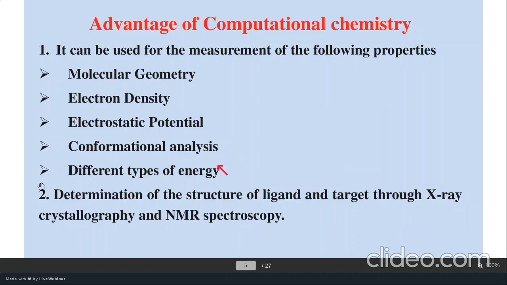Different types of energies. By using this, we can also calculate the ground state energy, the HOMO energy, the LUMO energy, etc. Determination of the structure of ligand and target is done through X-ray crystallography and NMR spectroscopy. The structure of the ligand, when we use it in a docking study or other studies, we can calculate through software by using computational chemistry.